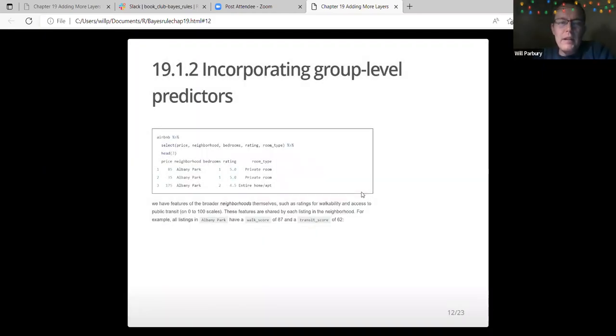Okay, so 19.1.2, incorporating group level predictors. So we have features of the broader neighborhoods themselves, such as ratings for walkability and access to public transport. Those are on a 0 to 100 scale. These features are shared by each listing in the neighborhood. So for example, all listings in Albany Park have a walk score of 87 and a transit score of 62.